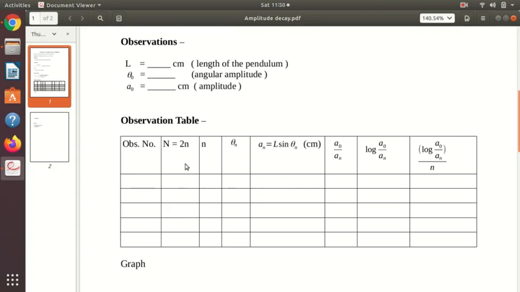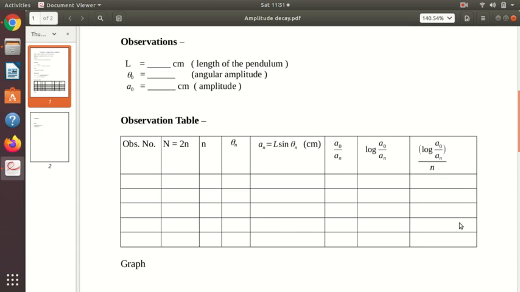So the first observation will obviously be at n equal to 0, that is the initial case, and at that time we will measure theta. You can take 25 degrees or 20 degrees. And then after noting all the amplitudes, you take the ratio of the initial amplitude and the final amplitude, then take the logarithm to base 10, and then you take this logarithm and divide it by the number of half oscillations.